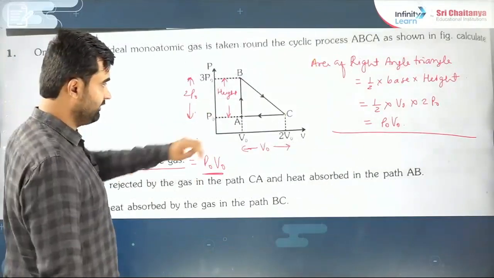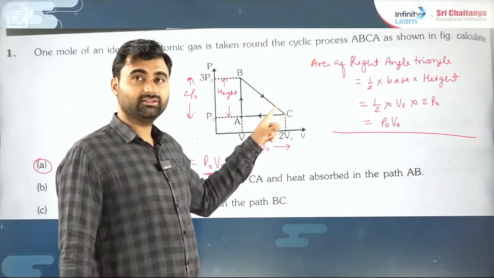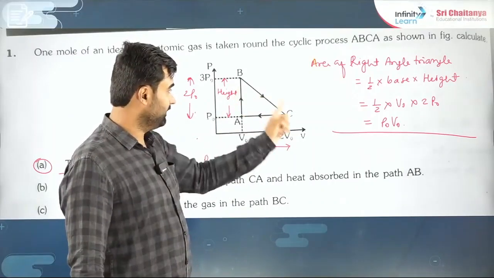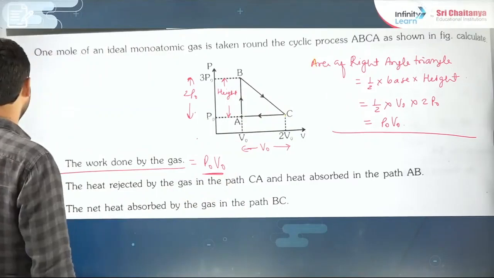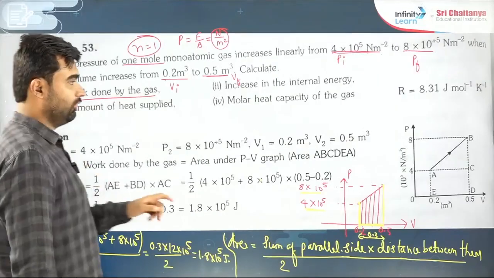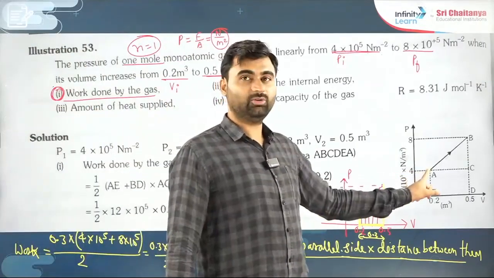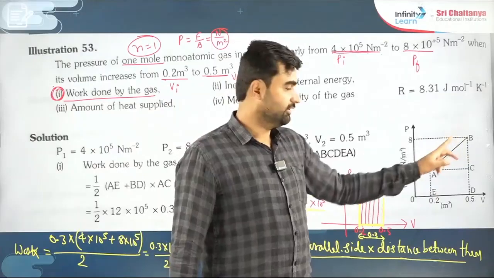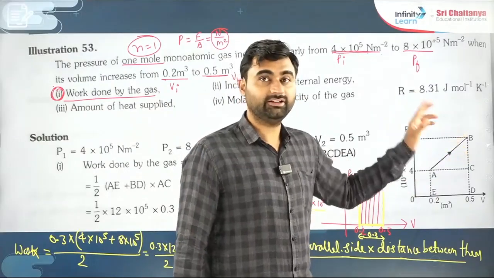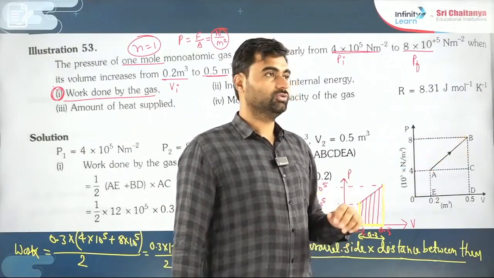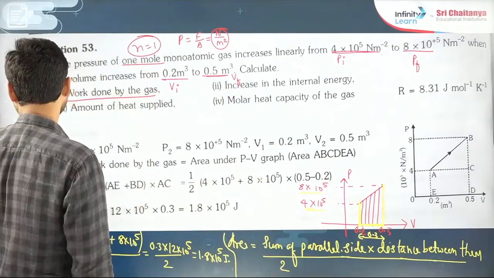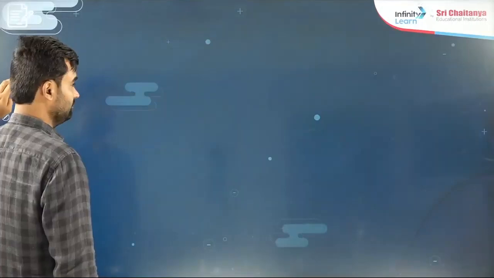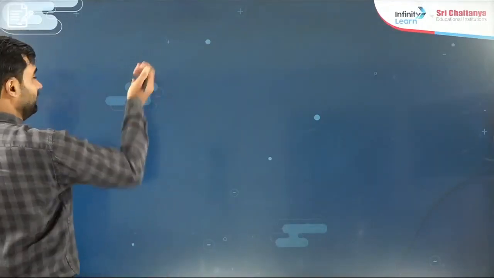Here also we solved this question. You can see this complete process is cyclic, right? But in this question the process is not cyclic. It starts from A and ends at B. It is not cyclic, it is linear. So for both processes I explained how to find out work done.